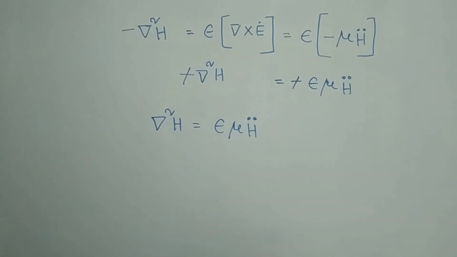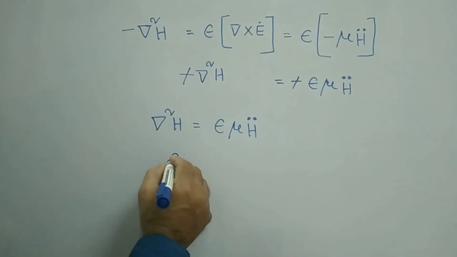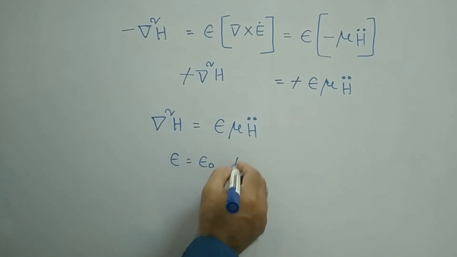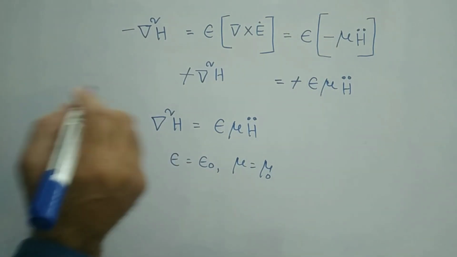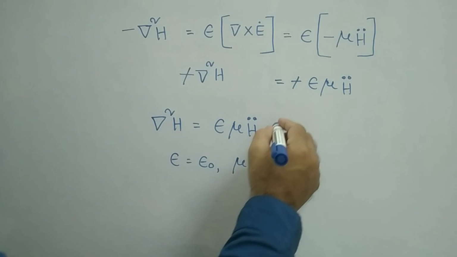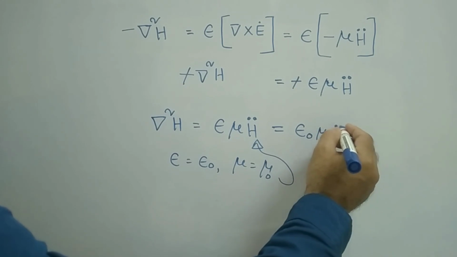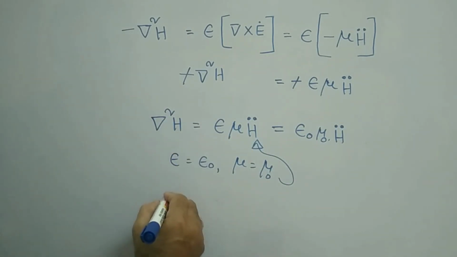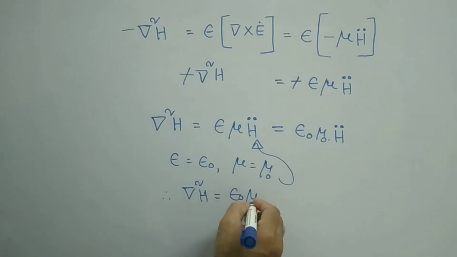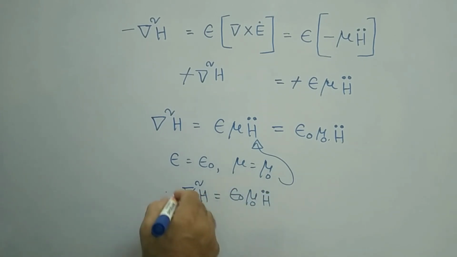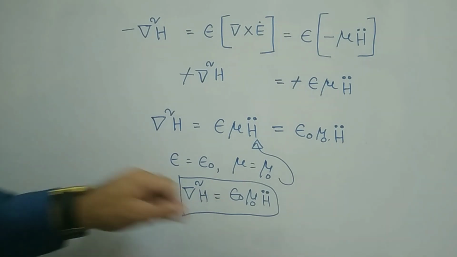And as we are explaining this expression for free space, remember that for free space, epsilon is equal to epsilon naught and mu is equal to mu naught. Substitute these values again here, then this can be written as epsilon naught mu naught into H double dot. This is the proof. Therefore, finally you can write del square H is equal to epsilon naught mu naught H double dot. This is the wave equation for magnetic field.